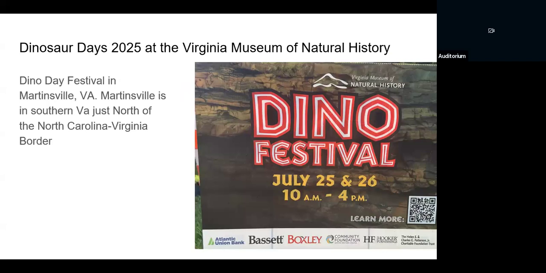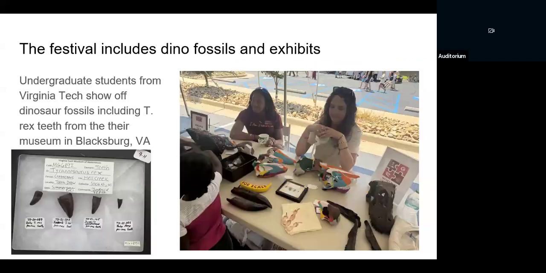So Dinosaur Days 2025 rolls around. I went to Virginia and showed it off. We had people from Virginia Tech show up, and they brought some of the dinosaur fossils that they have, including T-Rex teeth.